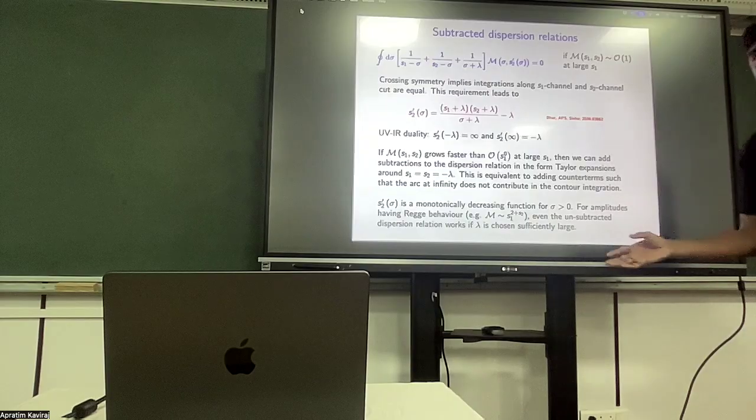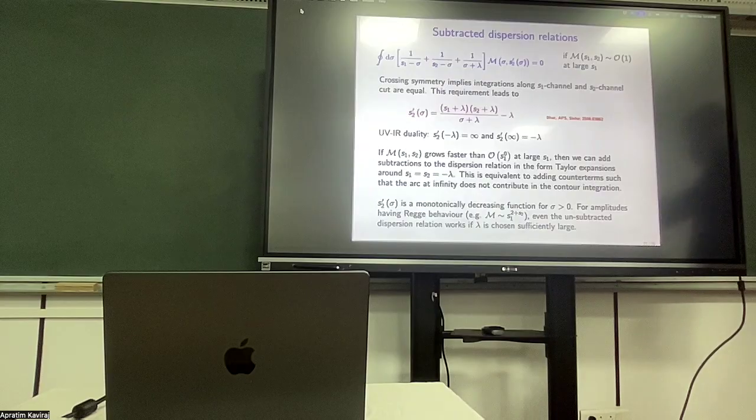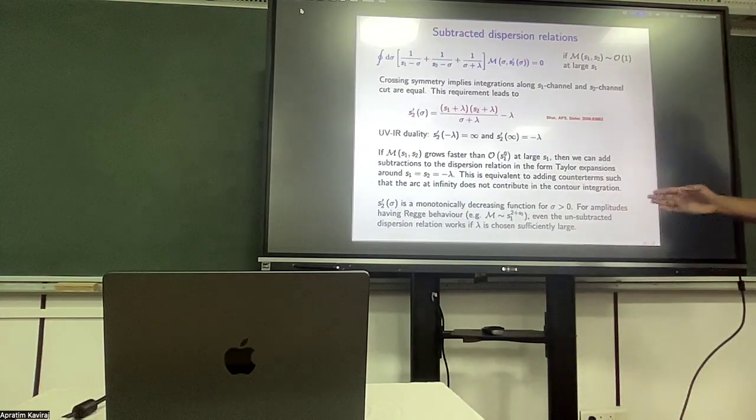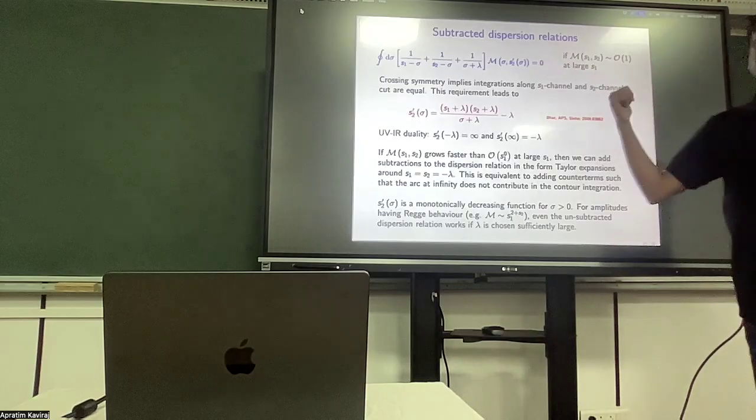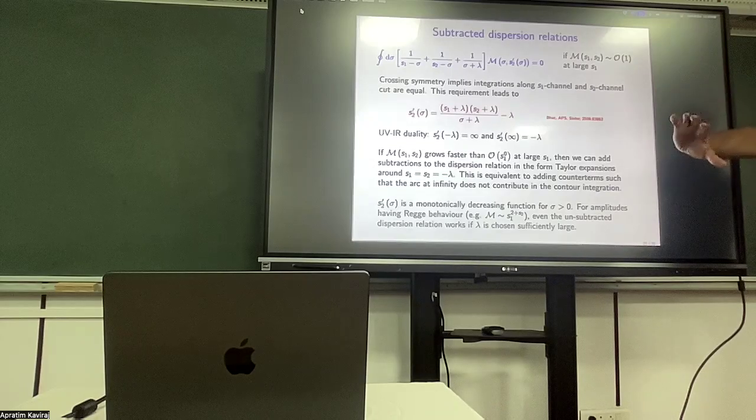So this will also work for an amplitude which, instead of having the high energy behavior as order 1, goes as S to the power 2 something, or S to the power 2 plus T something. It will work, and that is the reason it works for positive values of S2 as well. We do not have to restrict T to be negative, as in the case of the usual fixed T dispersion relation. And that is the advantage. That's why it is so well convergent.